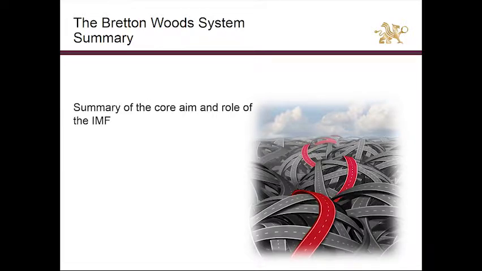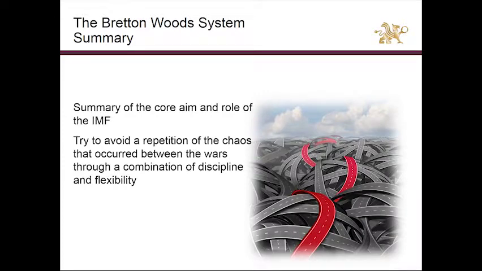The Bretton Woods system tried to avoid a repetition of the chaos that occurred between the wars through a combination of discipline and flexibility. Two major features of the IMF Articles of Agreement fostered this flexibility: IMF lending facilities and adjustable parities.